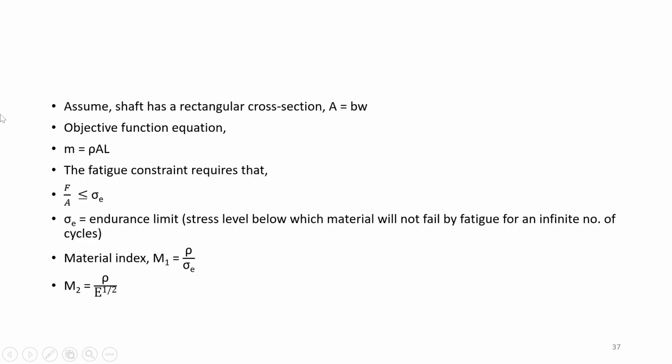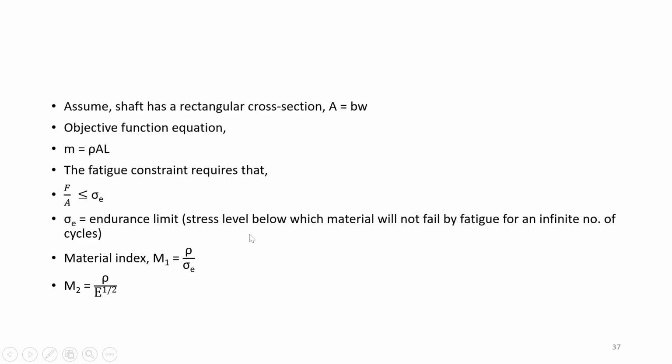Now firstly you have to assume the shaft has a rectangular cross section, area is BW. Now the objective function equation will be again mass equals rho AL. The fatigue constraint requires that F upon A, the force that you are applying over the cross section area, should be less than or equal to the endurance limit.